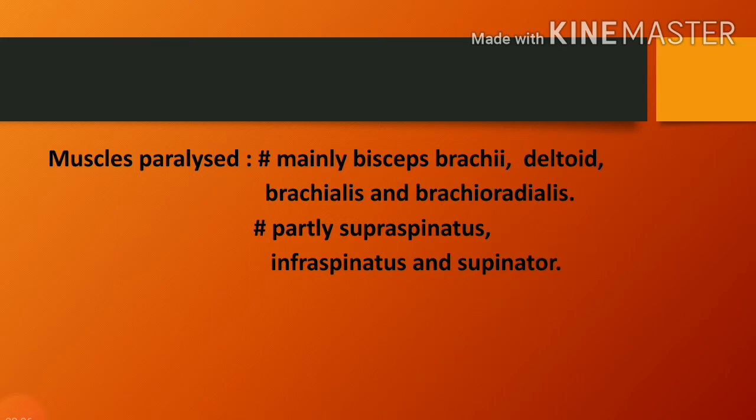Okay, so which muscles are paralyzed? Mainly biceps brachii, deltoid, brachialis and brachioradialis, and partly supraspinatus, infraspinatus and supinator. So these are all muscles supplied by the nerves emerging from the upper trunk of the brachial plexus, which have their root value C5 and C6.